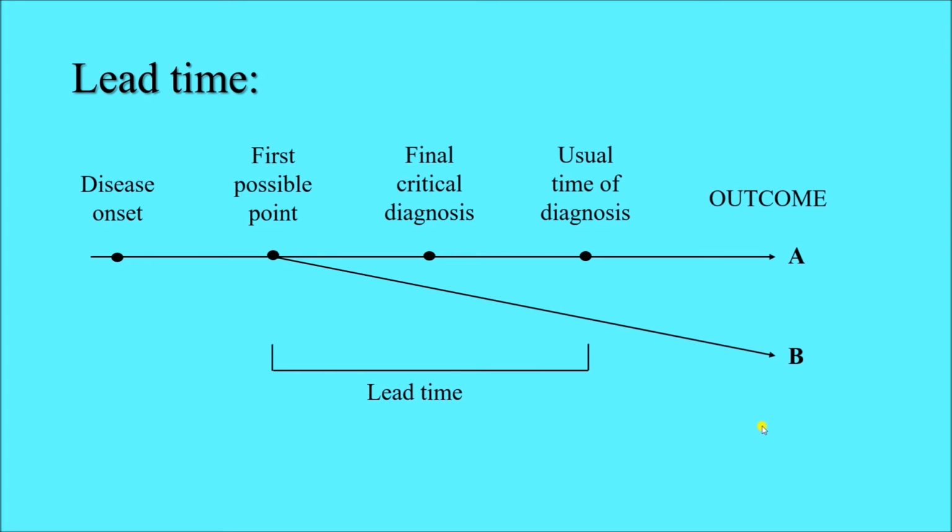The next concept, which is very important and also a very commonly asked viva question, short note, etc., is lead time. Here I have mentioned how a disease starts and progresses. The first point we have on the straight line is the disease onset. That means when the disease starts. The next point says first possible point. So maybe immediately after the disease has started, it may not be possible for us to diagnose the case.